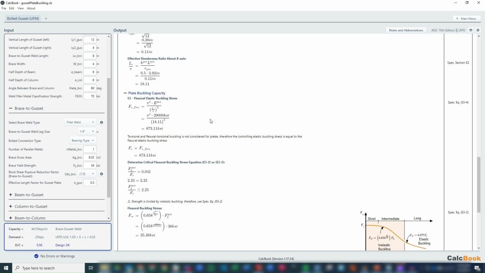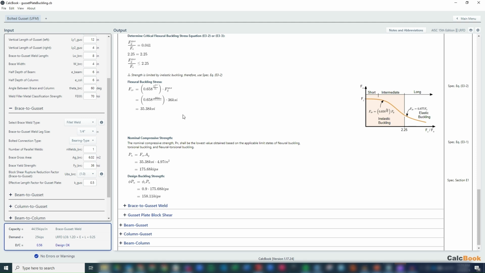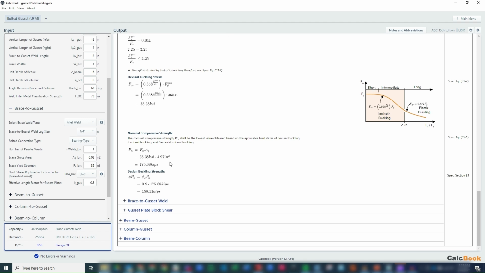And then we move on to our buckling capacity. This is just our standard Chapter E calculation. We go through that. We get our critical stress here of 35 ksi, then we multiply that by the gross area that we calculated before, and we get a total buckling strength of 158.11 kips. So plenty of capacity for this design, but that is just a short overview about buckling in gusset plates.